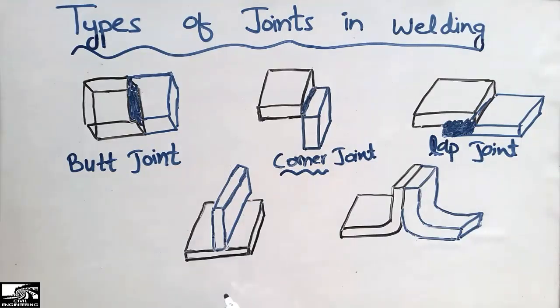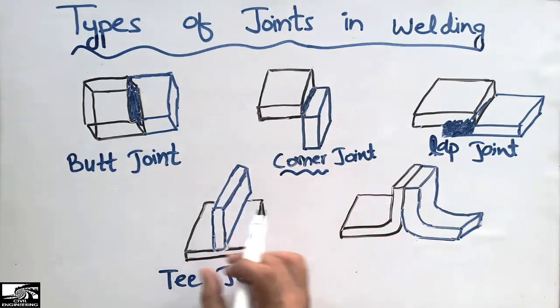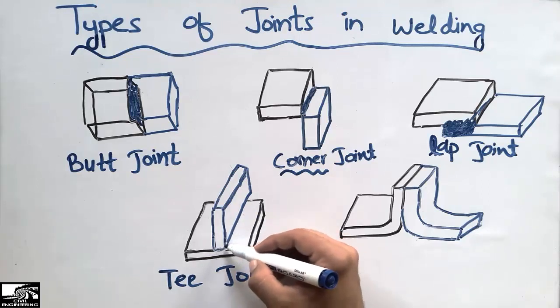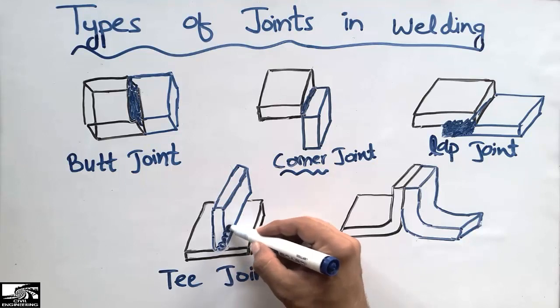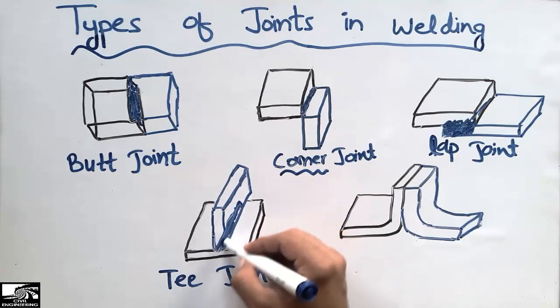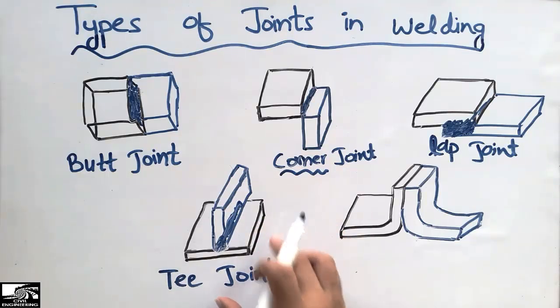The fourth type of joint is the T joint. Its name indicates that it is in the shape of T. You can say it is an inverted T. So we call it the T joint. And we weld these two members here at the bottom of one another. So we call it the T joint because it is in the shape of the T.